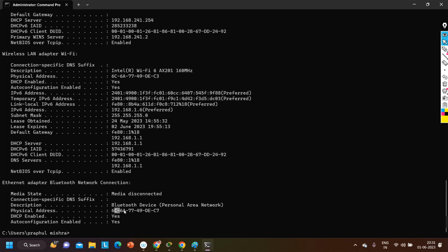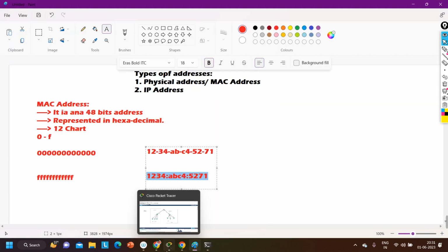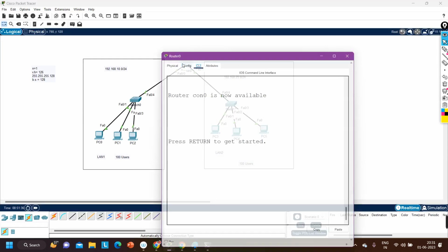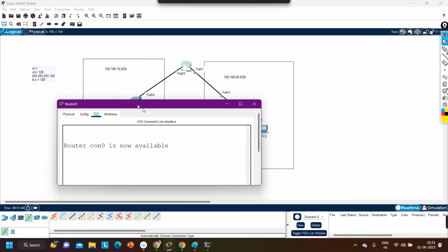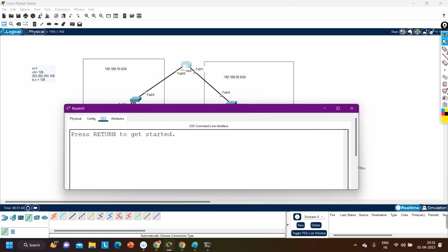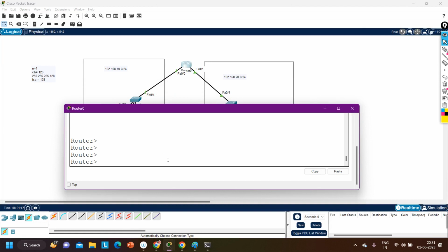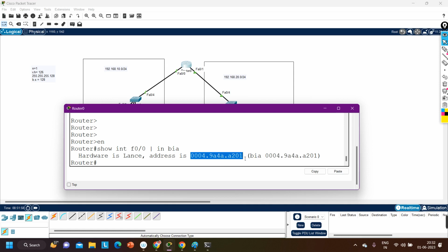One hyphen sign. But if I show you the MAC address of Cisco devices, here I am going to show you the MAC address of R1. Any interface, let's say interface F0/0. Enable, show interface F0/0, include bia. See, this is the MAC address of Cisco. So this is how Cisco represents MAC address.